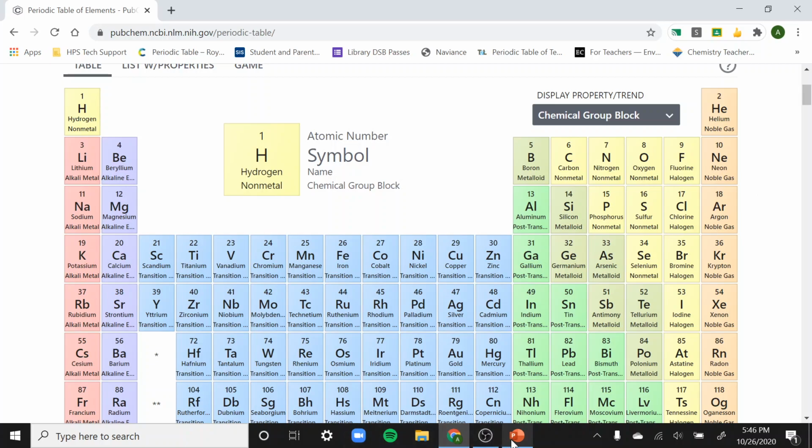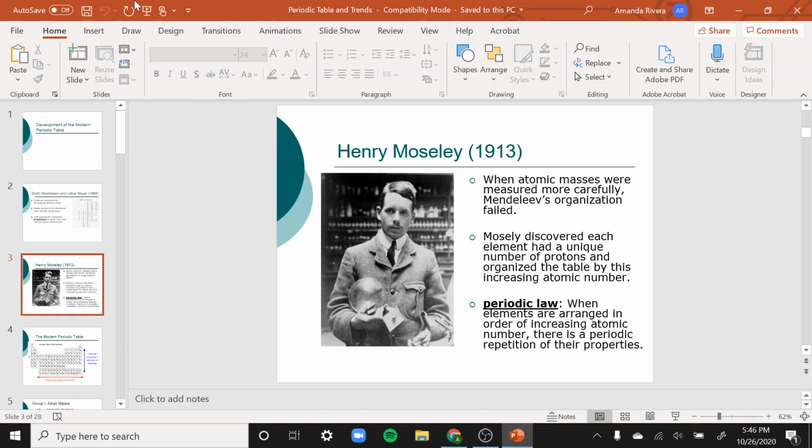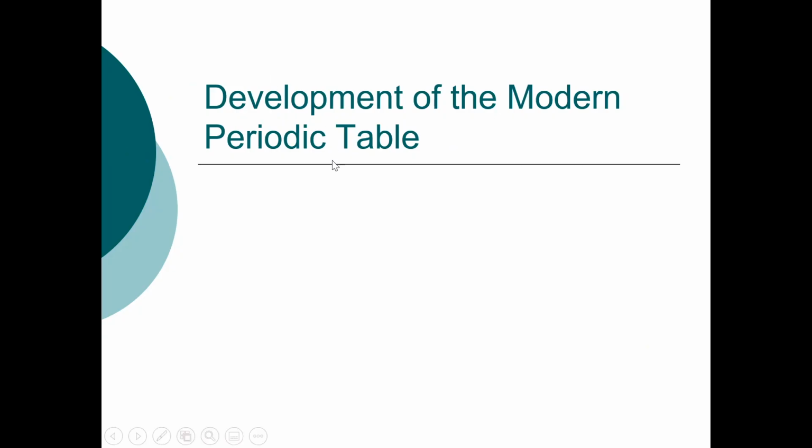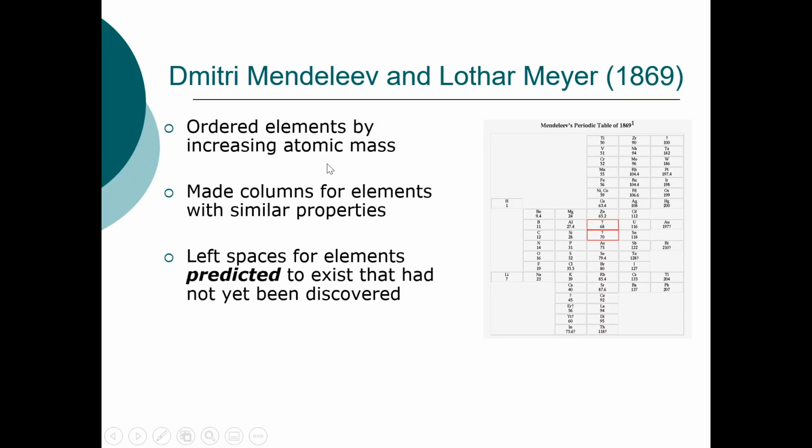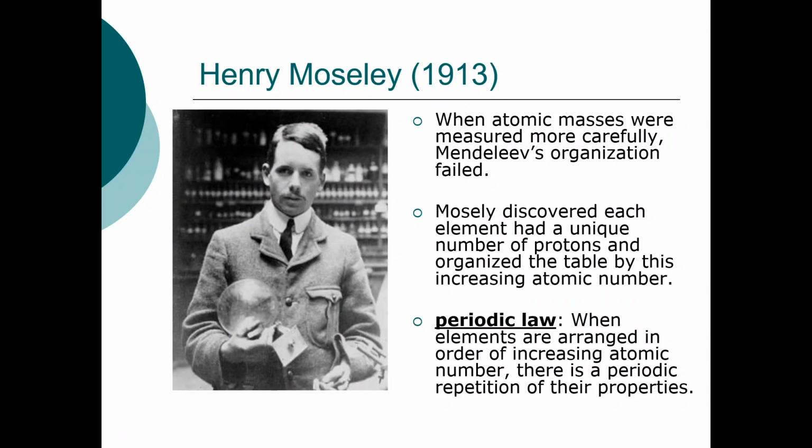So along comes a guy named Moseley. And what Moseley figured out is that if you organize the periodic table by increasing atomic number, the number of protons, instead of atomic mass, everything works out beautifully.